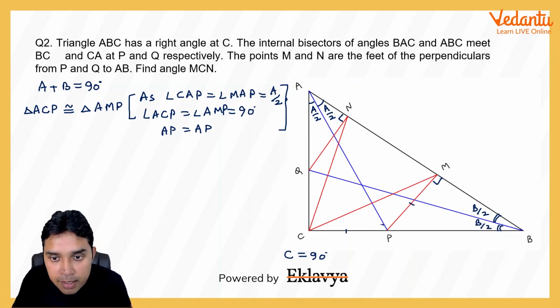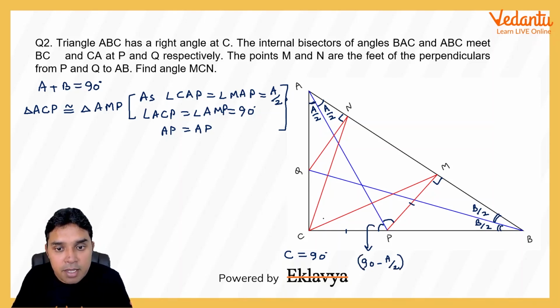Also the remaining angles here, this and this, will also be equal. Let me write these angles. I think it can be very easily seen in triangle ACP, because angle C is 90 degrees, and angle at A is A by 2. So this angle at P will be 90 degrees minus A by 2. Why I am saying so? Because angle at C is 90 degrees, this is A by 2, so the sum of the remaining two has to be 90. So this will be 90 minus A by 2. So this will also be 90 minus A by 2.